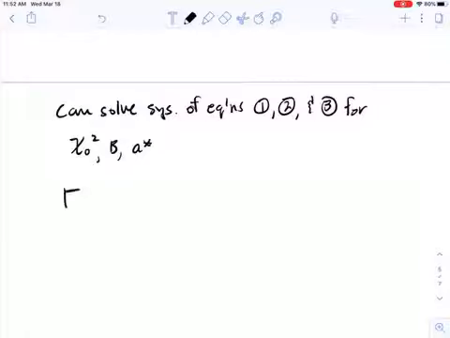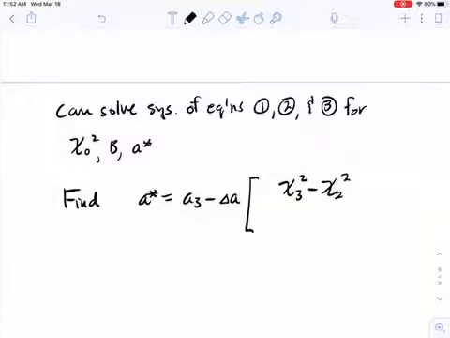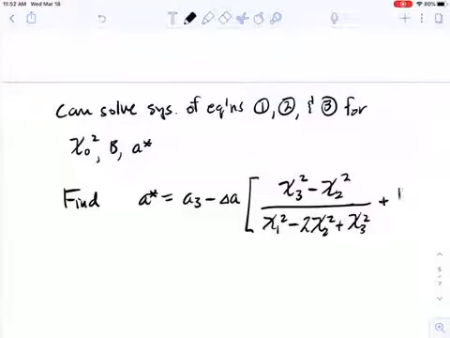And what you do is you find that A star is equal to A3 minus delta A, and it's chi3 squared minus chi2 squared over chi1 squared minus 2 chi2 squared plus chi3 squared, and then it turns out that there's a plus 1/2.